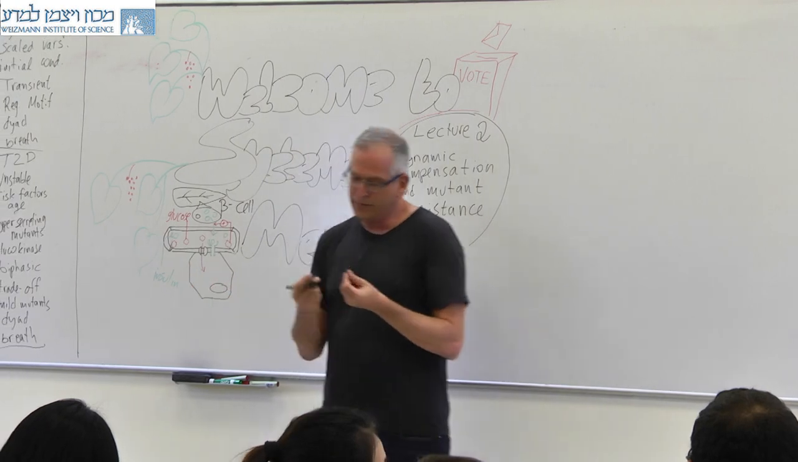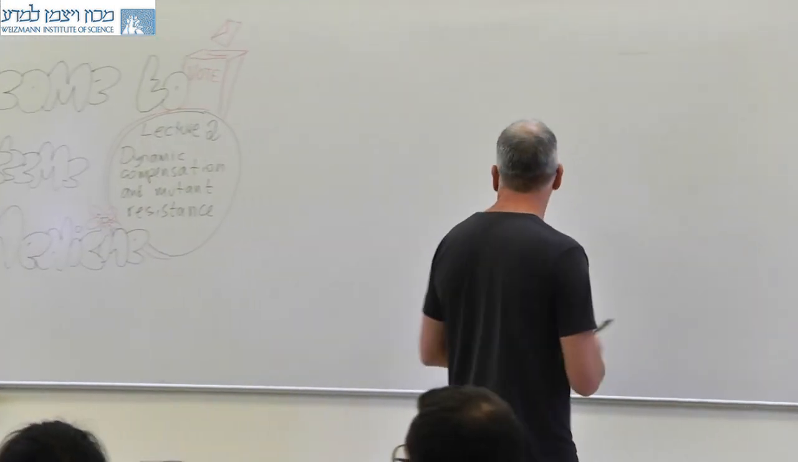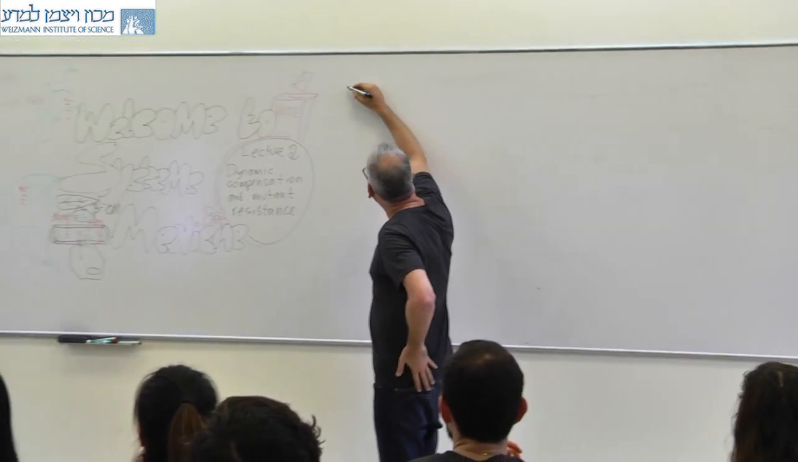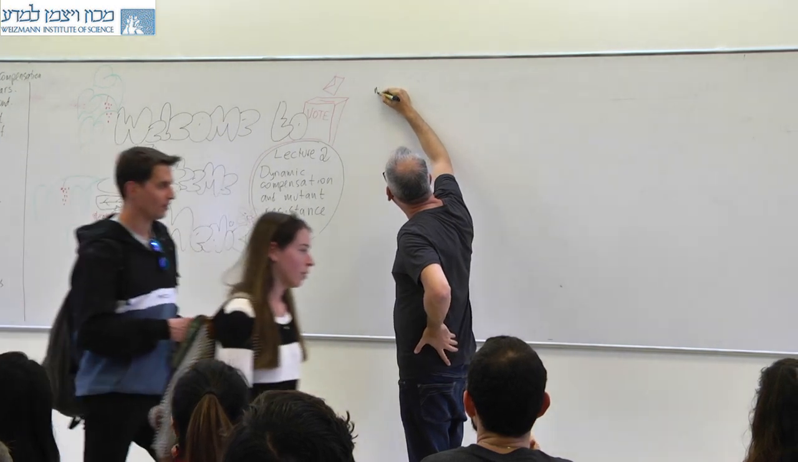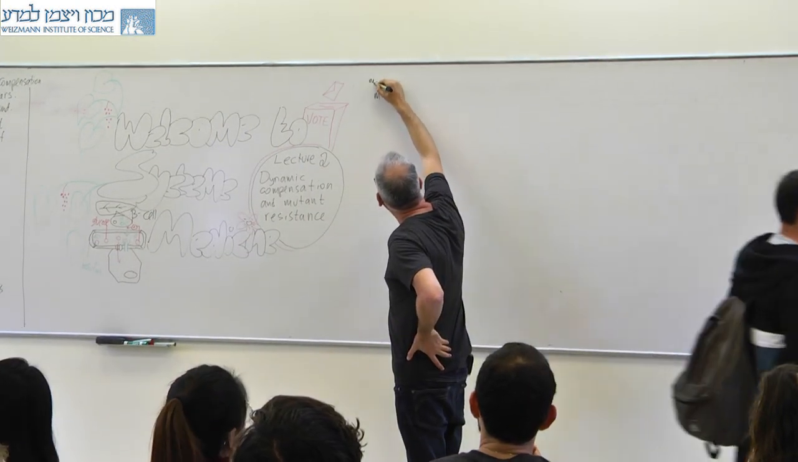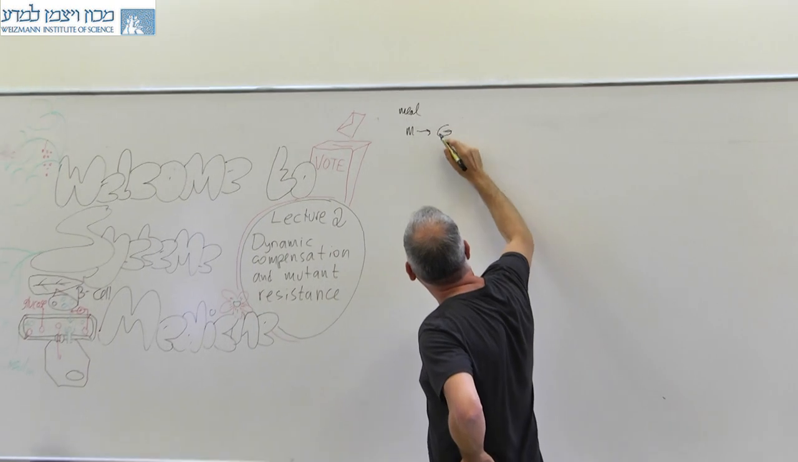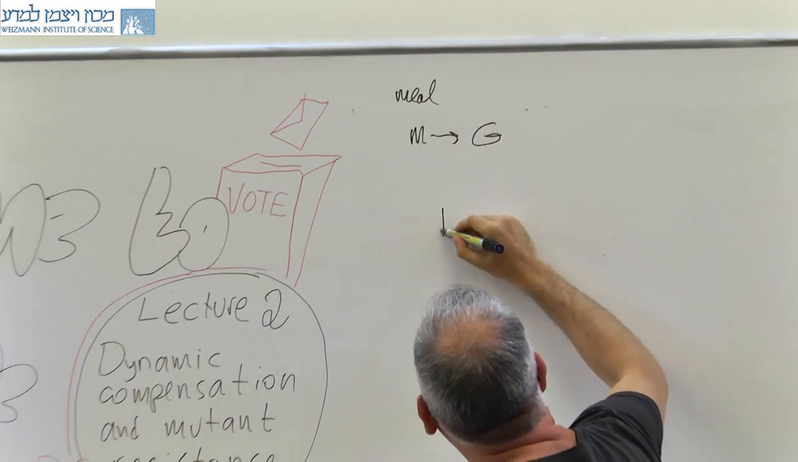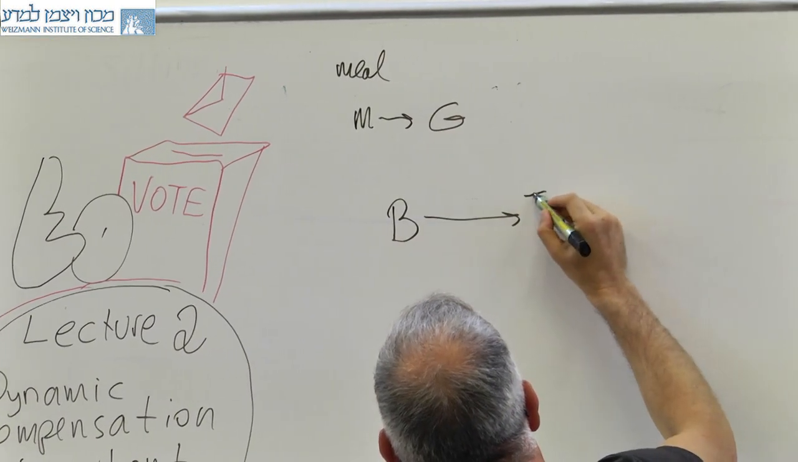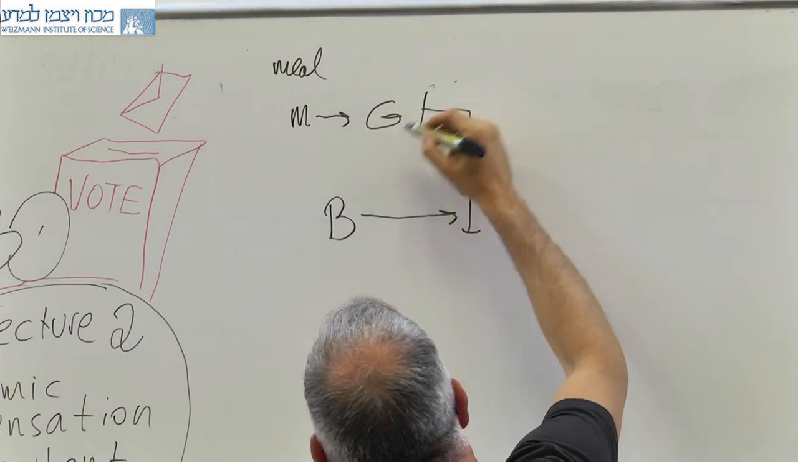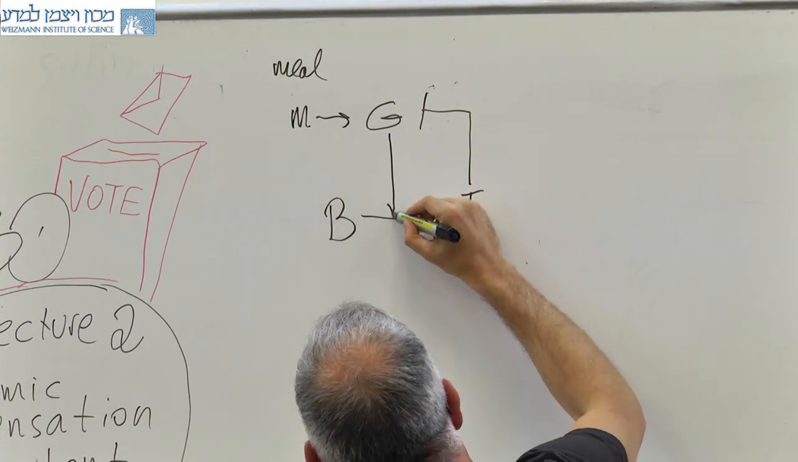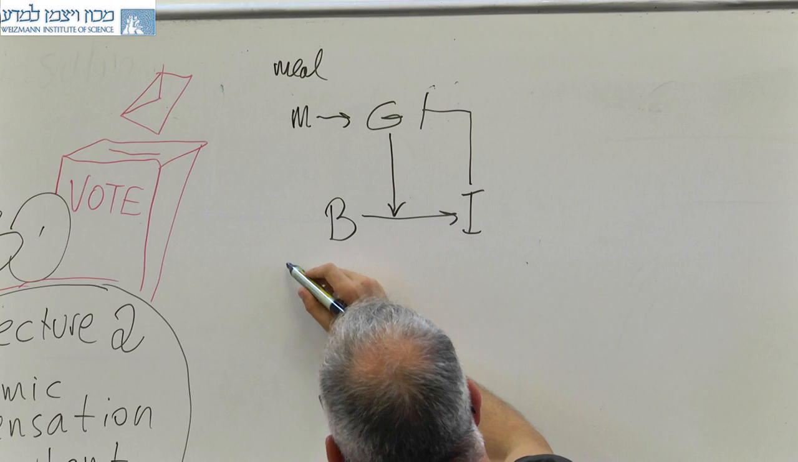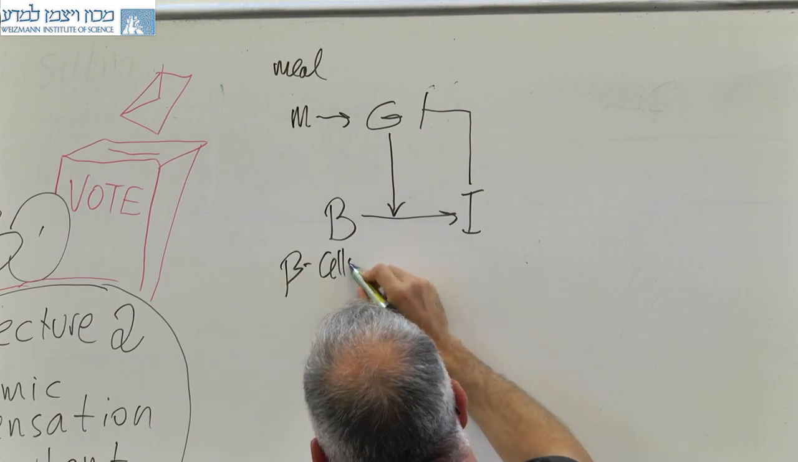Then we wrote equations to be able to ask another level of questions. I'm going to draw the circuit again. We have a meal, which makes glucose, this is blood glucose. These are the beta cells, and they secrete insulin. Insulin reduces blood glucose, and glucose enhances the secretion of insulin from the beta cells.